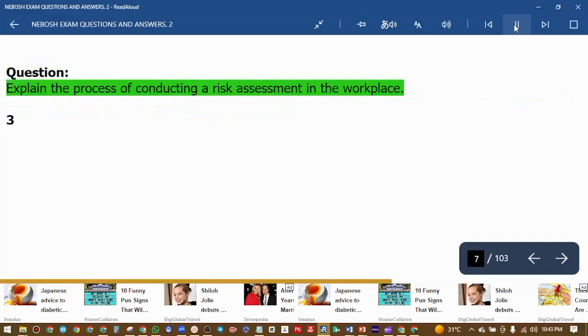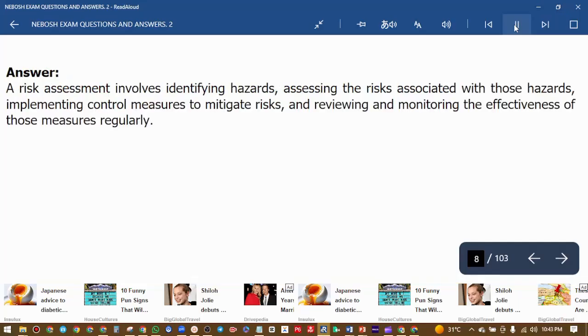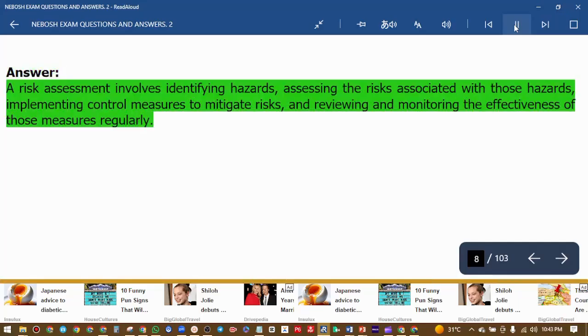Question 3. Explain the process of conducting a risk assessment in the workplace. Answer. A risk assessment involves identifying hazards, assessing the risks associated with those hazards, implementing control measures to mitigate risks, and reviewing and monitoring the effectiveness of those measures regularly.